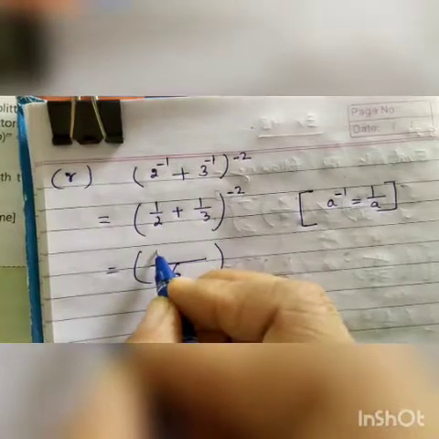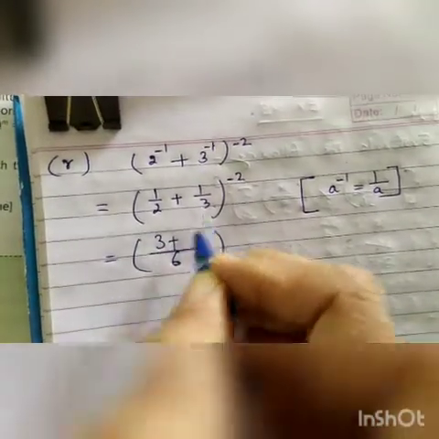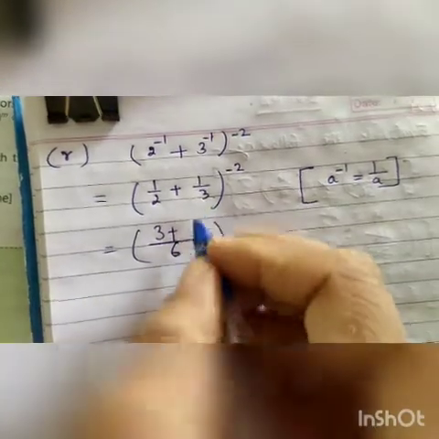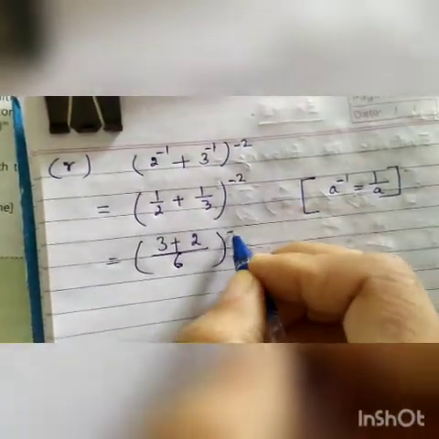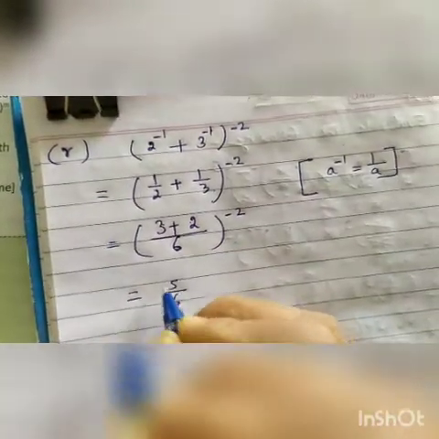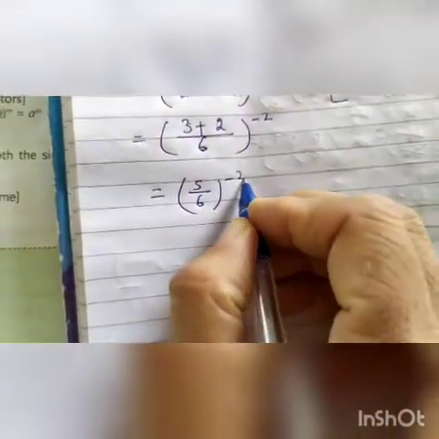3 multiply 1, it will be 3 plus. Similarly divide this 6 by 3. 3 1 ja 3, 3 2 ja 6, 2 1 ja 2. Then whole power minus 2. Now 3 plus 2 is equal to 5 upon 6 whole power minus 2.